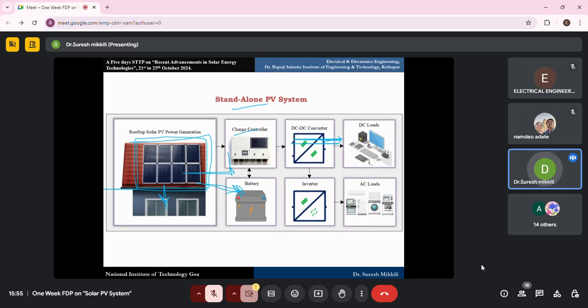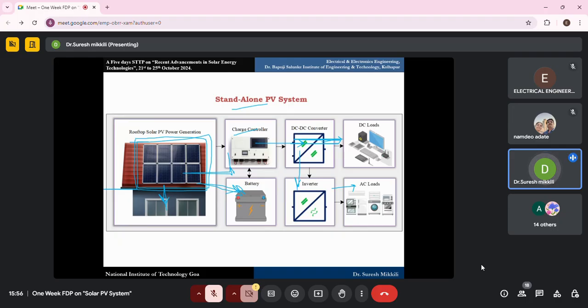But if there is an AC load, what will we do? First we will enhance the DC power. What does it mean? With the help of a DC-DC converter, we are increasing the voltage limits, and then we are using a DC to AC inverter connection. Then we are connecting to the load.